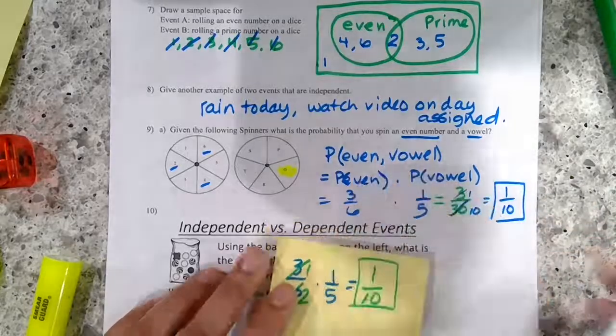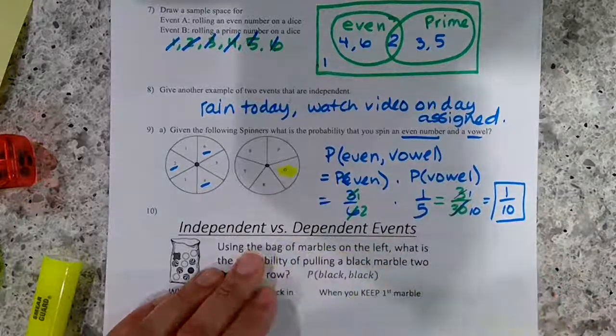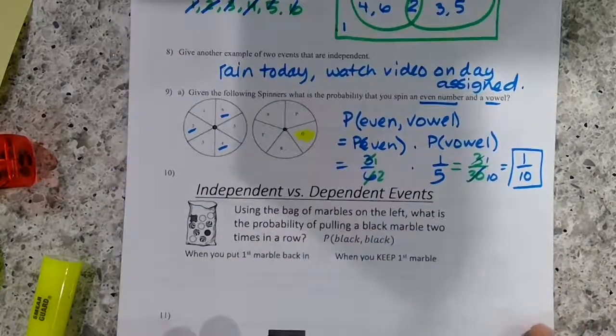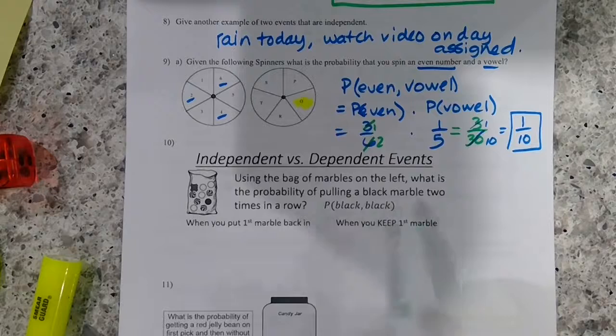Either way, okay? But the best thing is to just reduce first and multiply. Next one says, using the bag of marbles on the left, what is the probability of pulling out a black marble 2 times in a row?